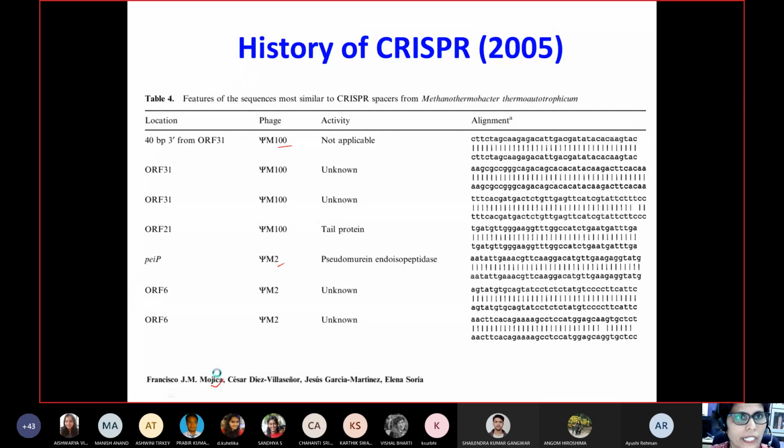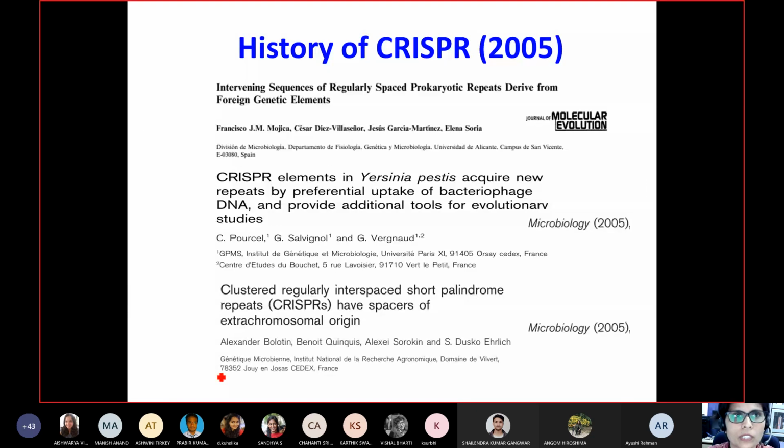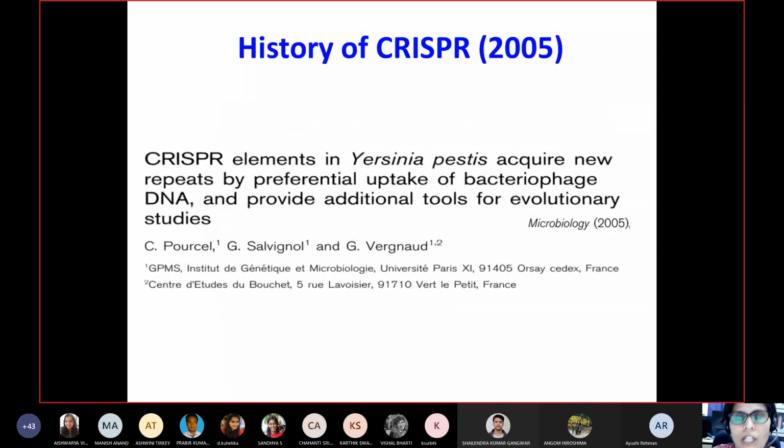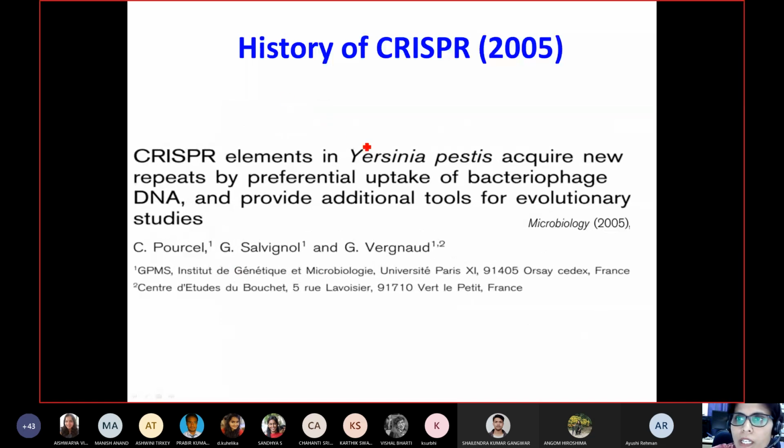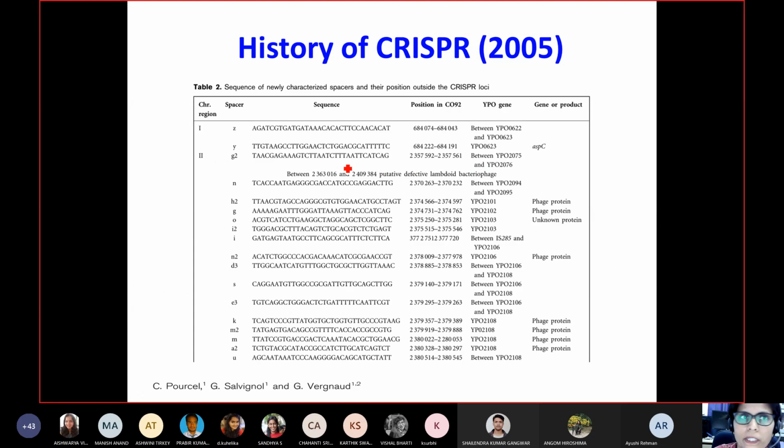Now coming to the second important paper, from Pourcel et al. They studied spacers from a gram-negative bacterium, Yersinia pestis. They also showed some of the spacer region sequences, and via BLAST they found that two-thirds of the new spacers had homology to a region corresponding to phage sequences.